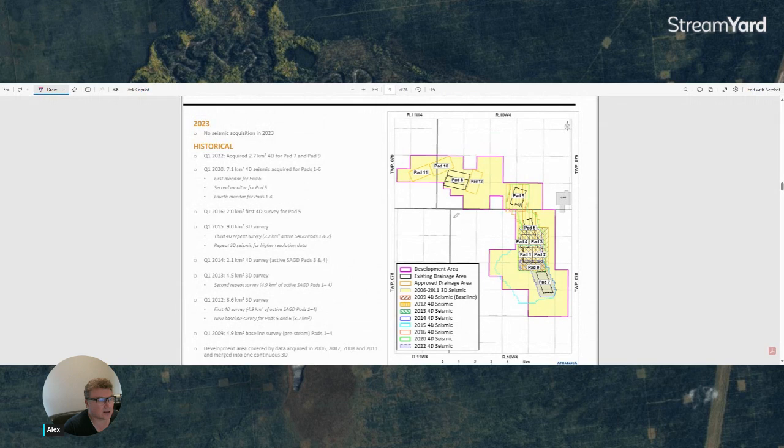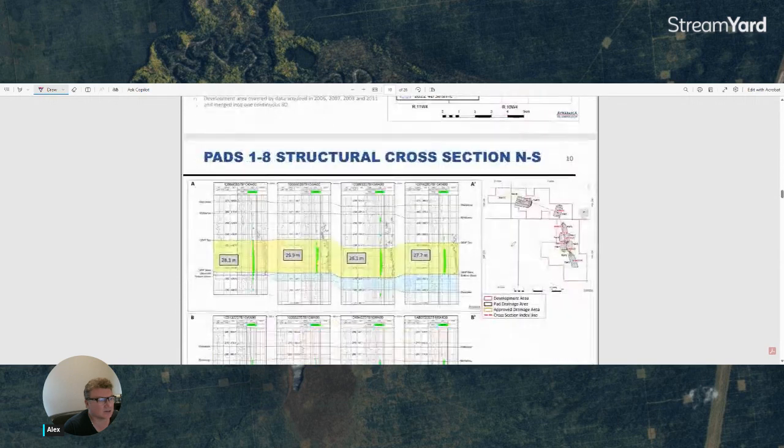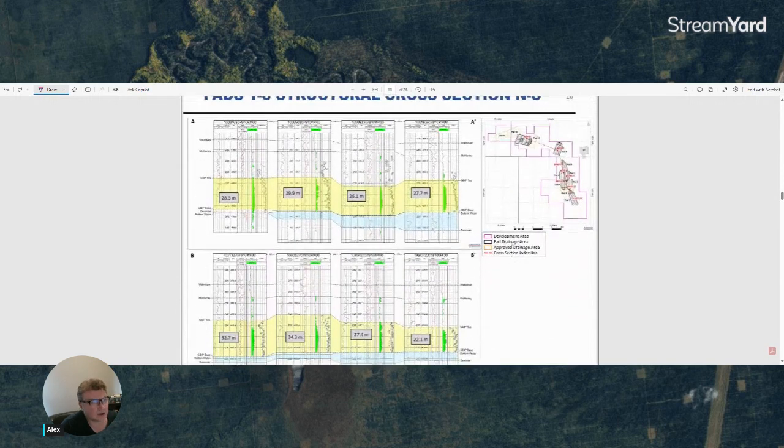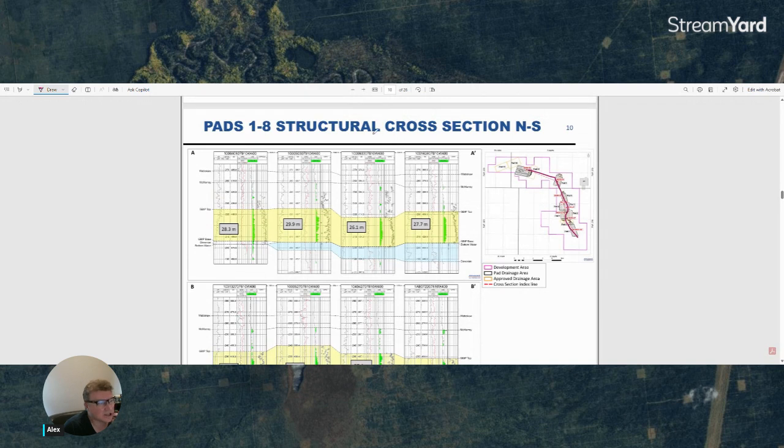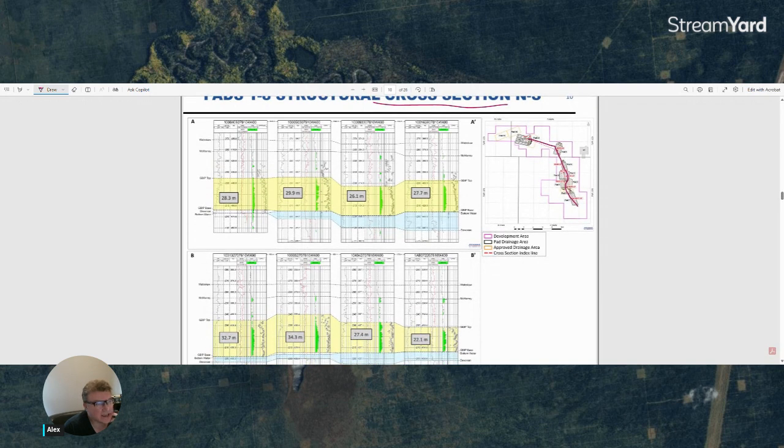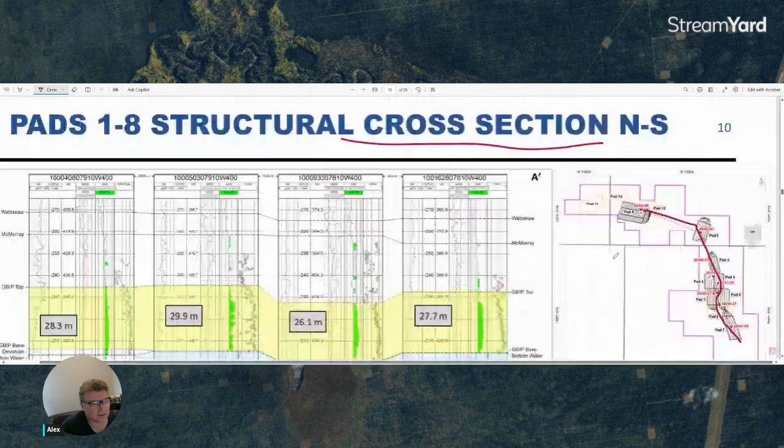This is some historical content based on seismic, so we're going to ignore that. So what they do here, you can see they take a cross section through the pads, and they show it to us. So this is A here. I think it's A. Let's zoom into that.